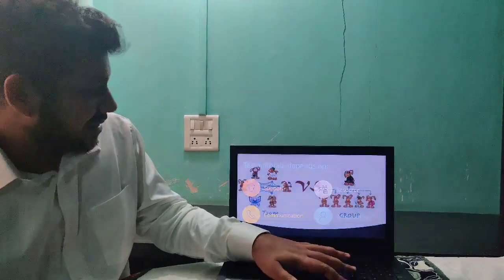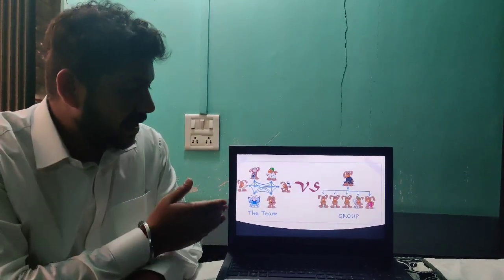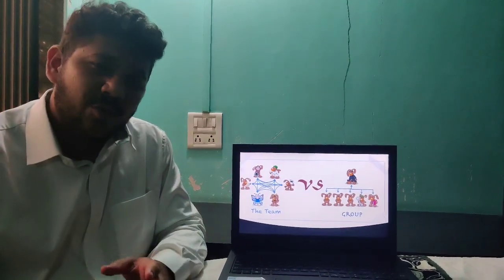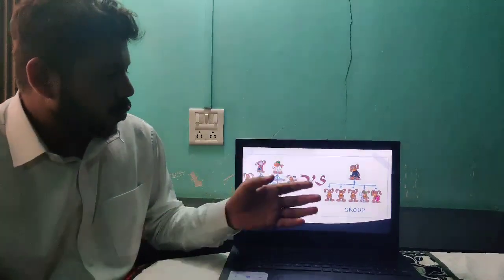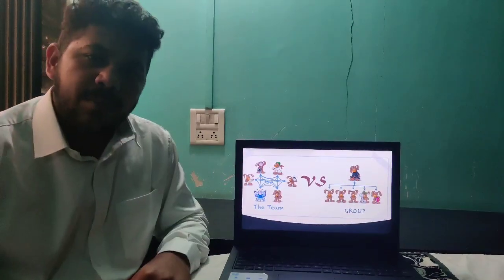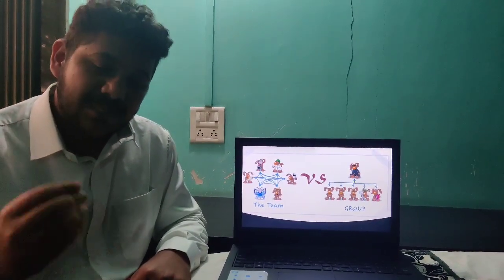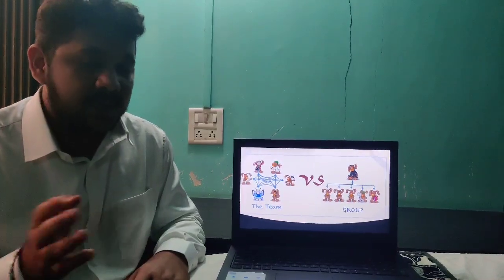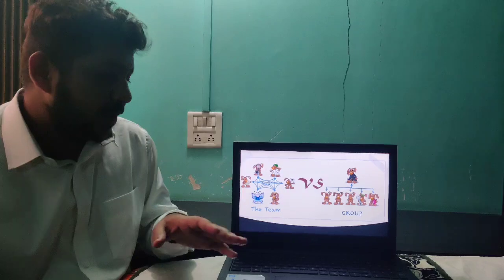Moving further to the next slide, I would like to explain the difference between a team and a group. Do you know there is a fine line between a team and a group? In a group, all members put in individual efforts for achieving an objective. A group needs a specific leader, but in the case of a team, it's not like that. In small teams, there may not be a leader.